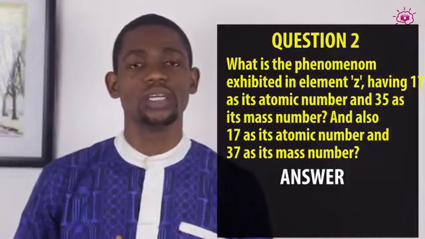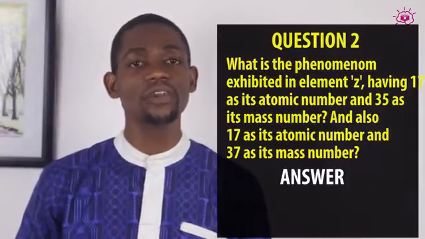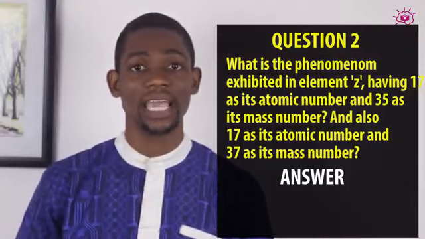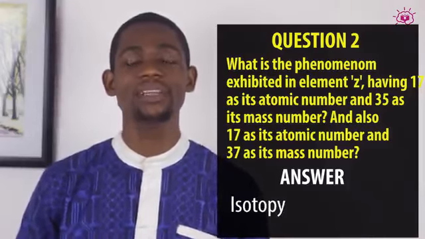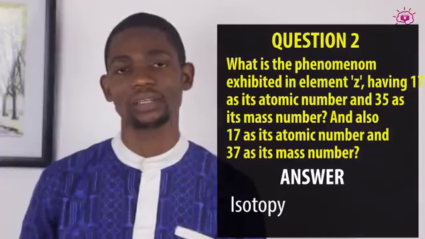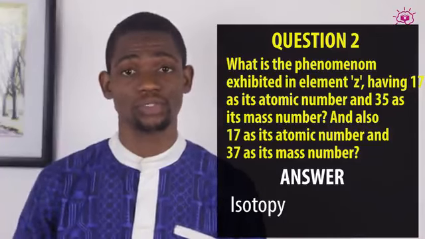Number 2, the phenomenon exhibited by element Z is isotopy, whereby atoms having the same atomic number have different mass numbers.